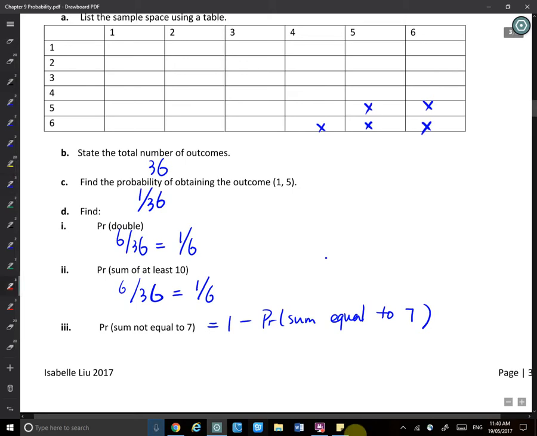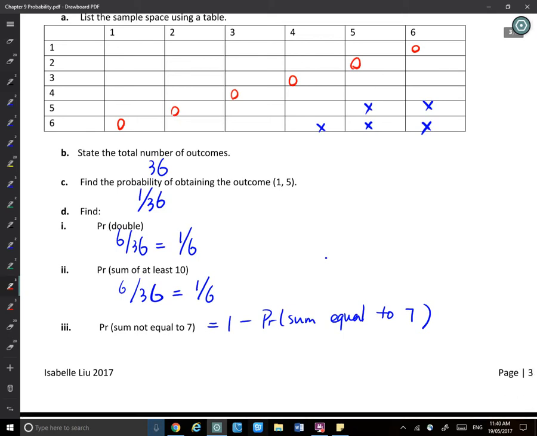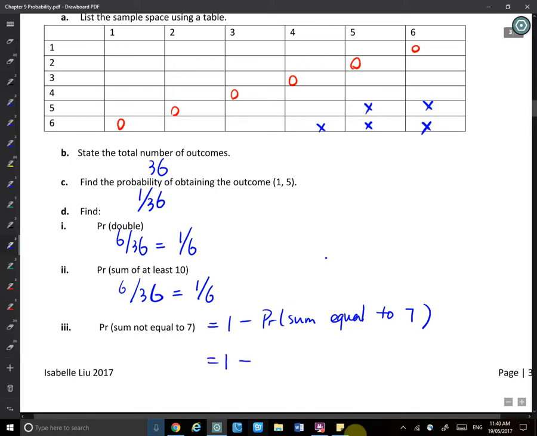So 1 plus 6 gives you 7. 2 plus 5. 3 plus 4. 4 plus 3. 5 plus 2. 6 plus 1. Okay, they all give you 7, and there are no more. 1, 2, 3, 4, 5, 6. So it is 1 minus 6 out of 36. That is 5 over 6.